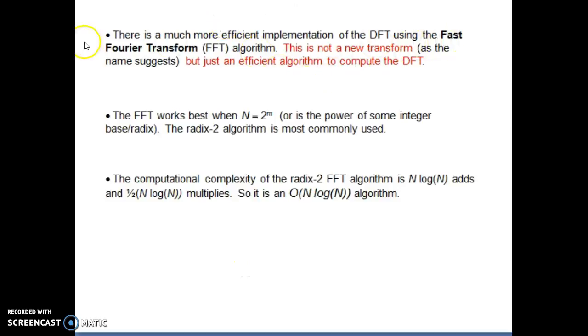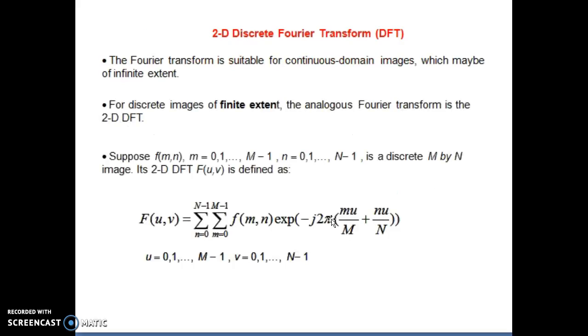Then came up the FFT or the fast Fourier transform. The fast Fourier works best when n is equal to a power of 2. The radix 2 algorithm is most commonly used. The computation complexity of radix 2 FFT is n log n adds and half n log n multiplies. So this is the computation time required for FFT algorithms.